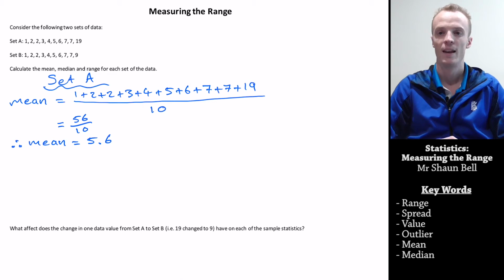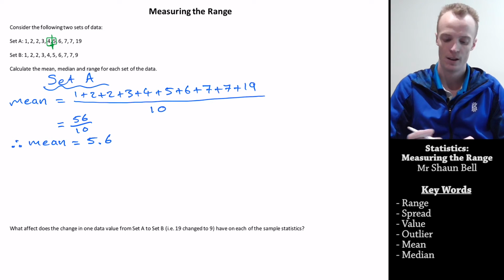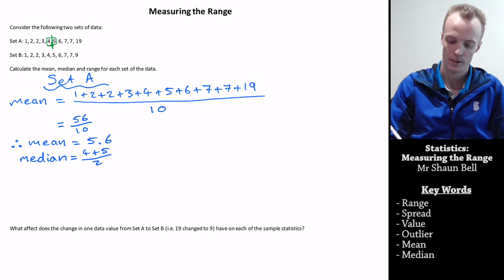5.6. In order to find the median, we need to find the middlemost value. Now the middlemost value, because there's 10, is going to be the 5th and the 6th data value. So it's going to be right between those 2 points. So in order to find ourselves the median, we need to add the 2 together, which is 4 plus 5, and we need to divide by 2. So therefore our median is going to be equal to 4.5.